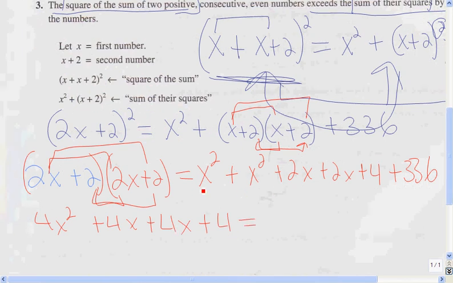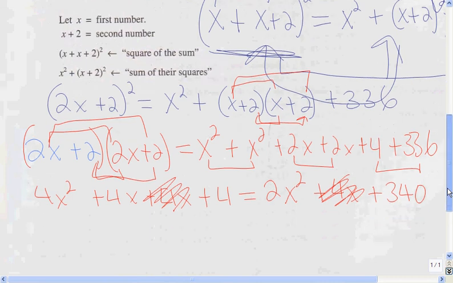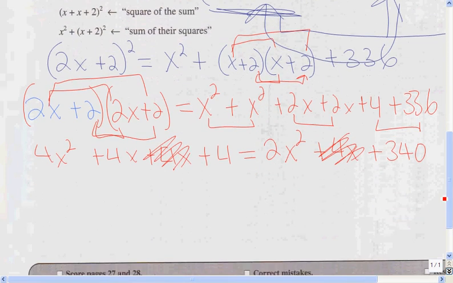I'm going to add these two together because they're like terms. So I'm going to do 2x squared. I'm going to add these two together because they're like terms. I get 4x. And I'm going to add these two together and I get plus 340. Okay. Now, since I have a positive 4x on this side and a positive 4x on this side, I'm just going to cancel them out. When you have the same thing on both sides, you can just cancel them out. They have to have the same number though.